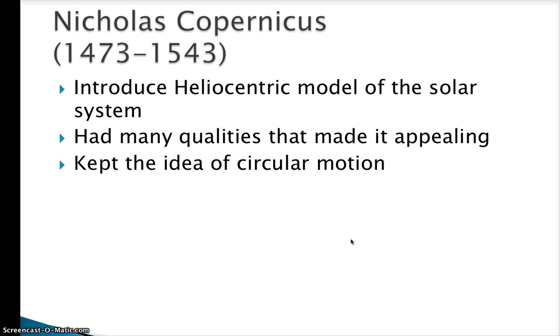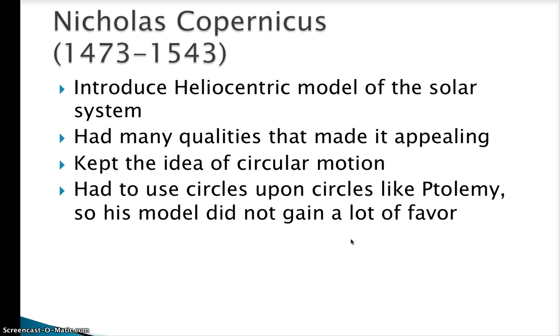One of the shortcomings of his model is that he did keep the idea of circular motion. People were so stuck on the fact that they believed the planets had to go in circles, and this would always adversely affect their accuracy over time. He also ended up using circles upon circles like Ptolemy, and because of that, in the end, his model didn't seem that much better than Ptolemy's model because it was complicated as well. So it became the competition of complicated models.